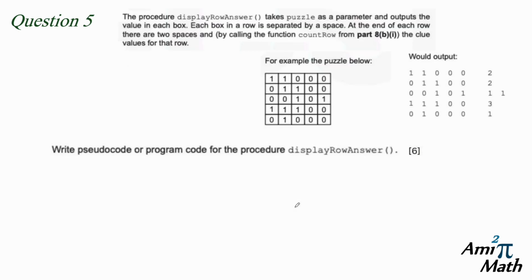Okay, question 5. The procedure display row answer takes puzzle as a parameter and outputs the value in each box. Each box in a row is separated by a space.